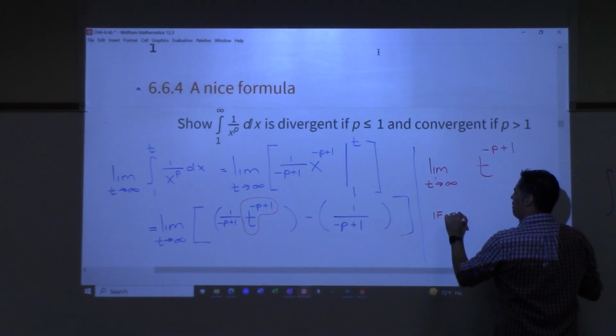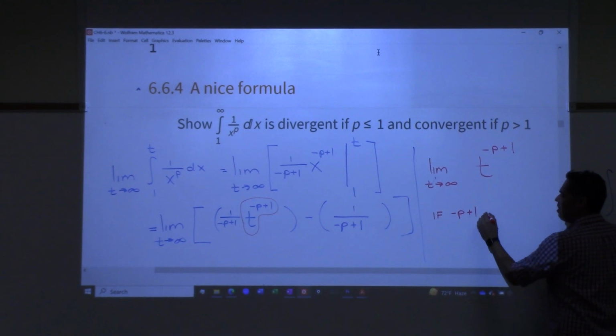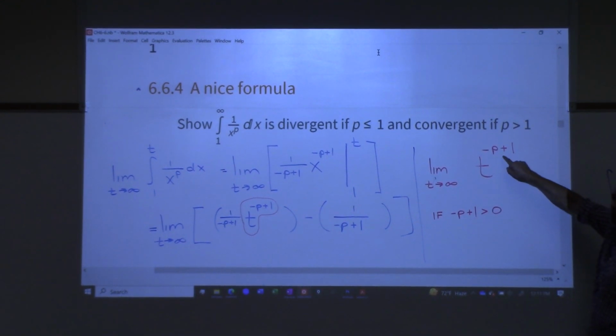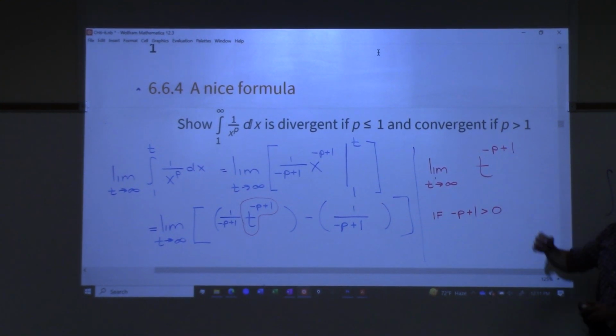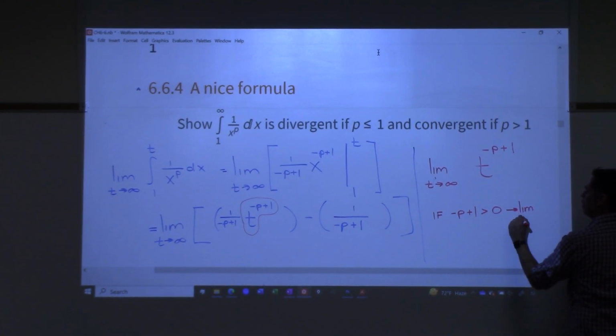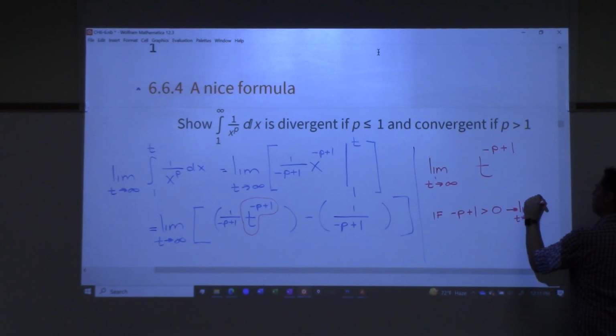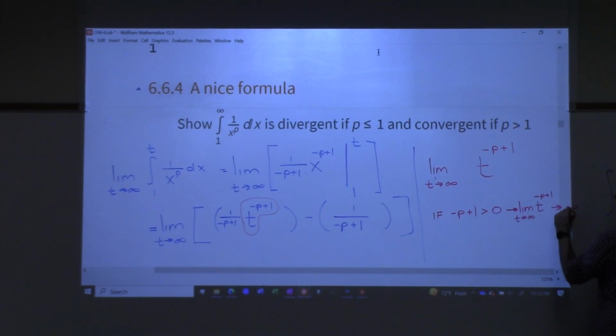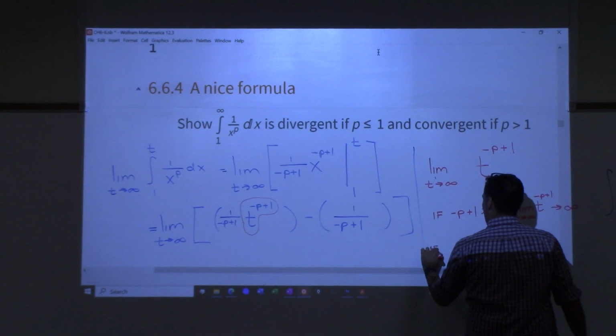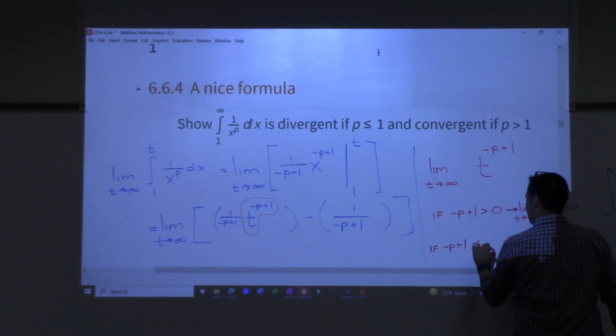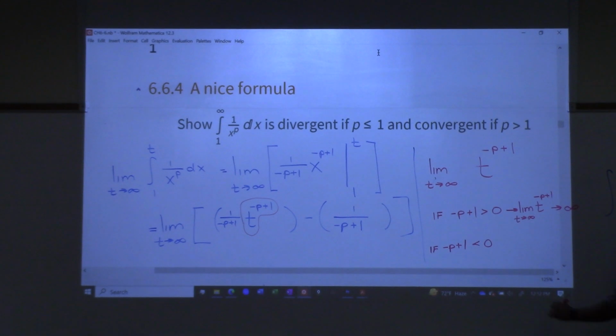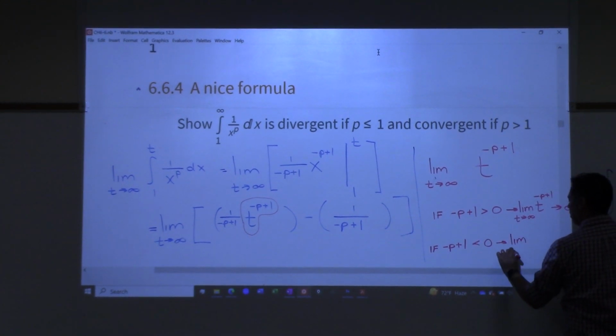So I'm going to say that if negative p plus 1 is positive, as long as this is a positive number, then a big number raised to a positive number should get huge. Then the limit as t goes to infinity of t to the negative p plus 1 should go to infinity. But if that negative p plus 1 is a negative number, then that limit's going to go to 0.